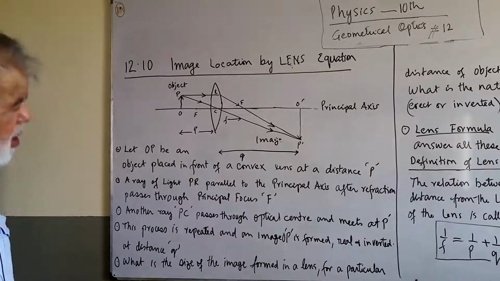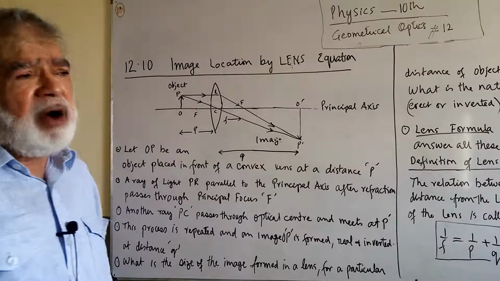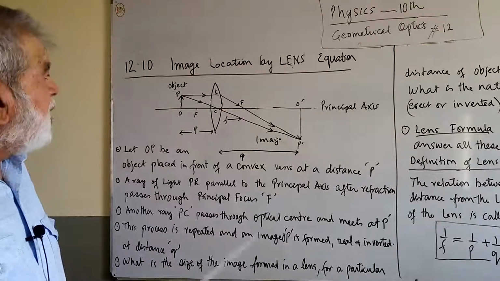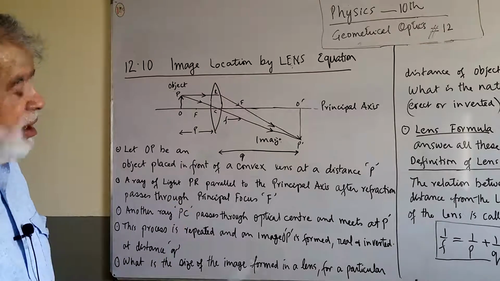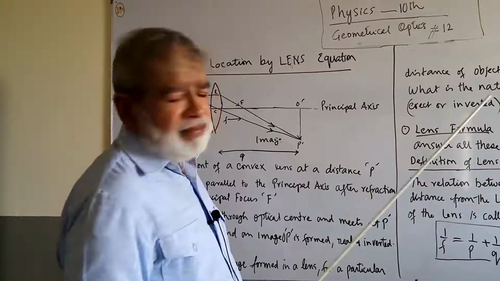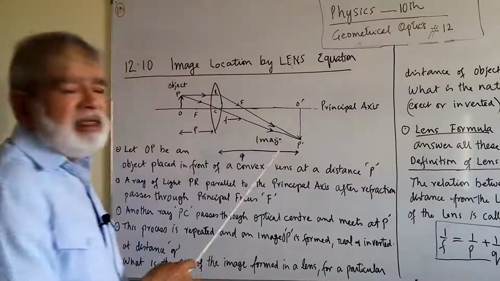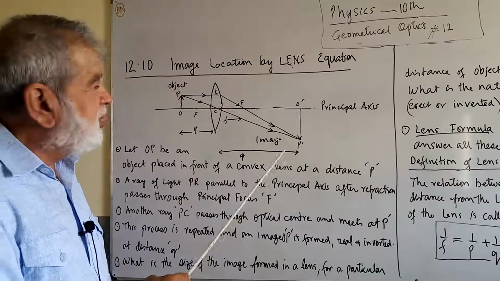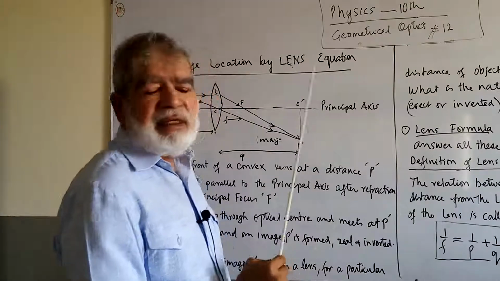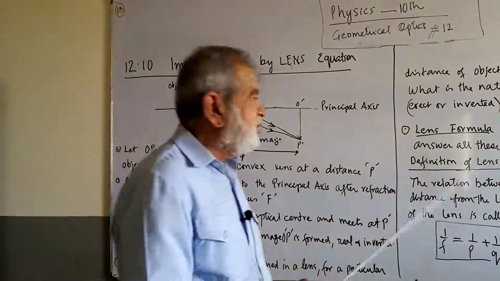With the help of this, we know that the image is here, but how can we find out the nature of this image with the help of the lens equation? First of all, let us see the nature. By nature of the image, it means: is it erect or inverted? Is it real or imaginary? Is it diminished or large in size?